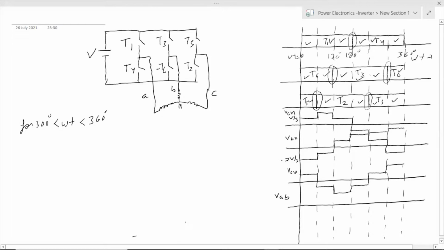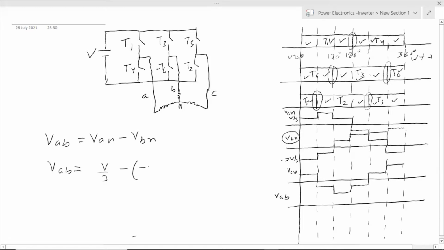So what I said, VAB is equal to VAN minus VBN. So we just need to reverse VBN and add it to VAN, like from 0 to 60 degree. Just see, VAB will be what? VAN is V by 3, and minus of what is VBN? It is minus 2V by 3. So what will it be? It will be V.